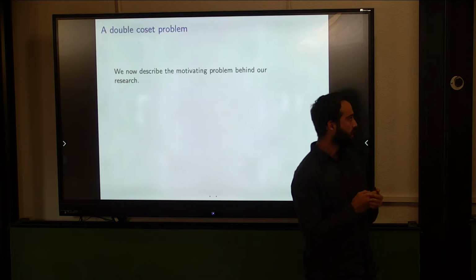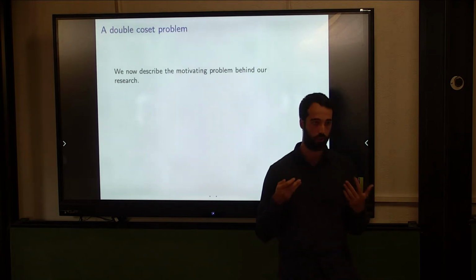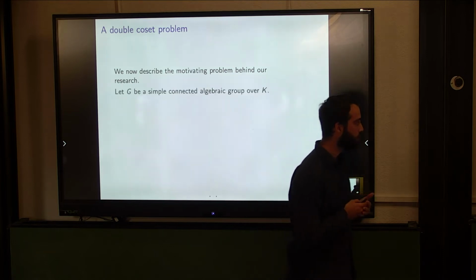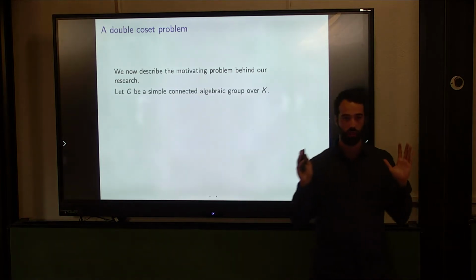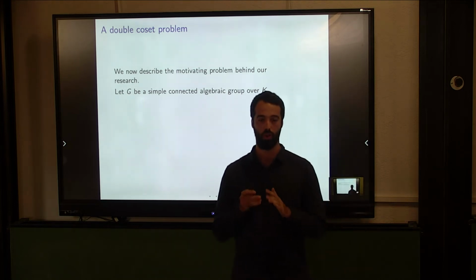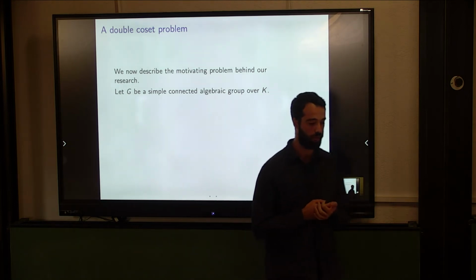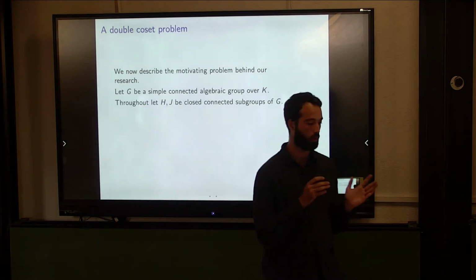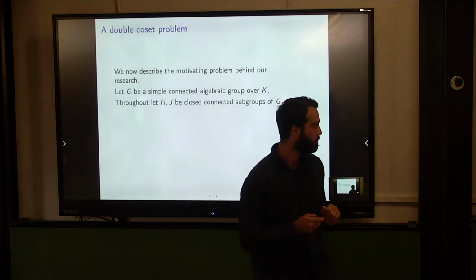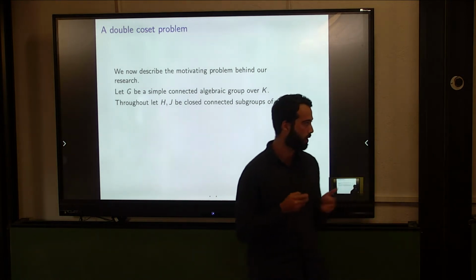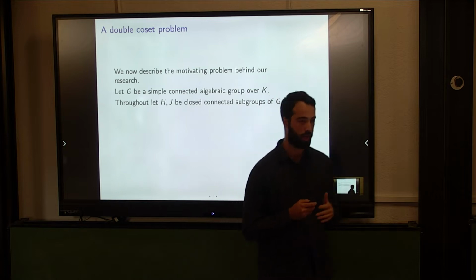Okay, so with this setup, I'm ready to describe the motivating problem. We fix G. This is going to be our big group. It's a simple connected algebraic group over our algebraically closed field K. And then we want H and J to be closed connected subgroups of G. They're always going to be closed connected; I'm not going to write that further on.